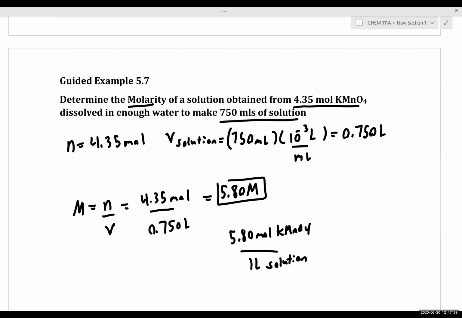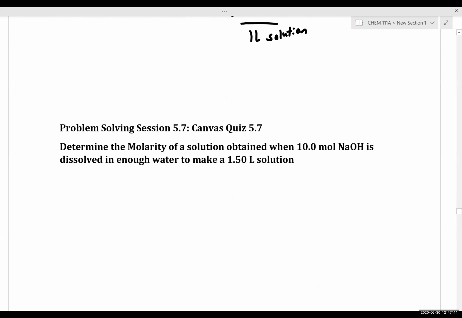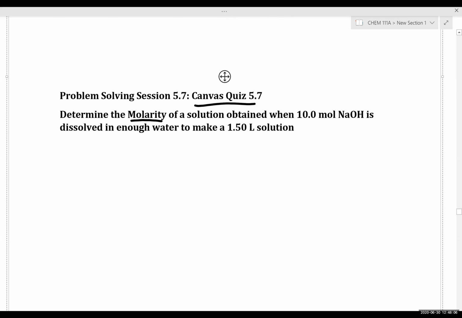Okay, so let's try to apply this concept of molarity to solve a problem. Let's try to determine the molarity of the following solution. And don't be shy to submit any questions or your proposed responses via the chat, or unmute and ask your question verbally. Or you can submit your responses via Canvas Quiz 5.7. Let's spend about 2 to 3 minutes on this problem, and then we'll discuss once we have a reasonable pool of student responses.